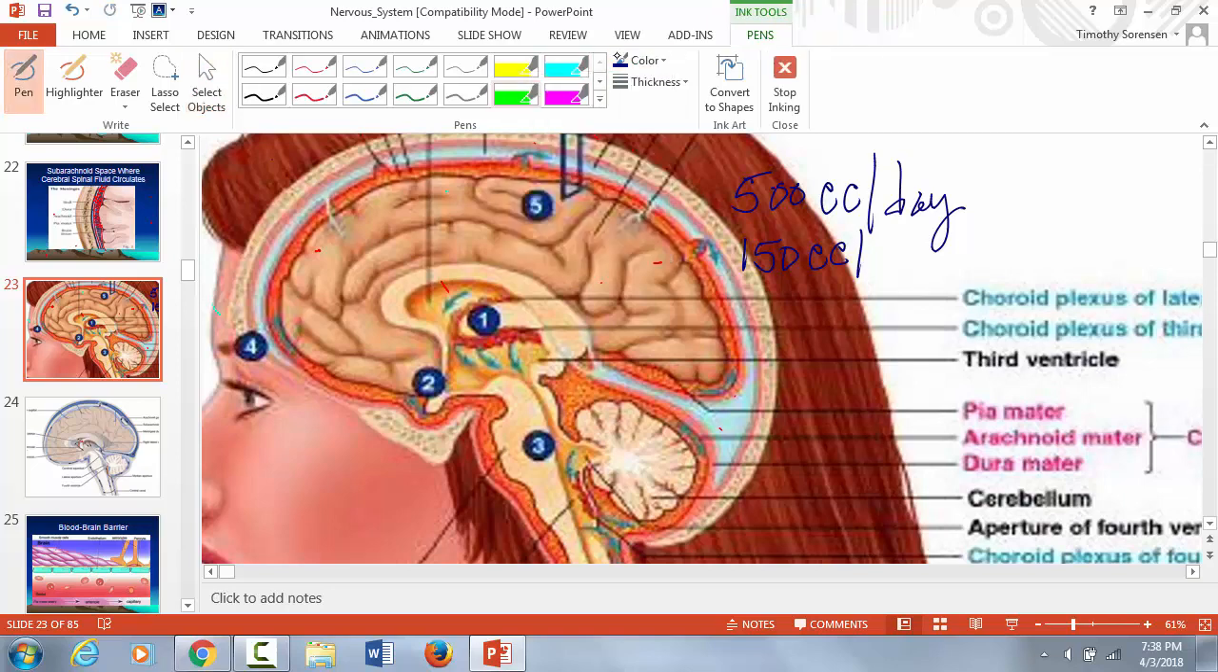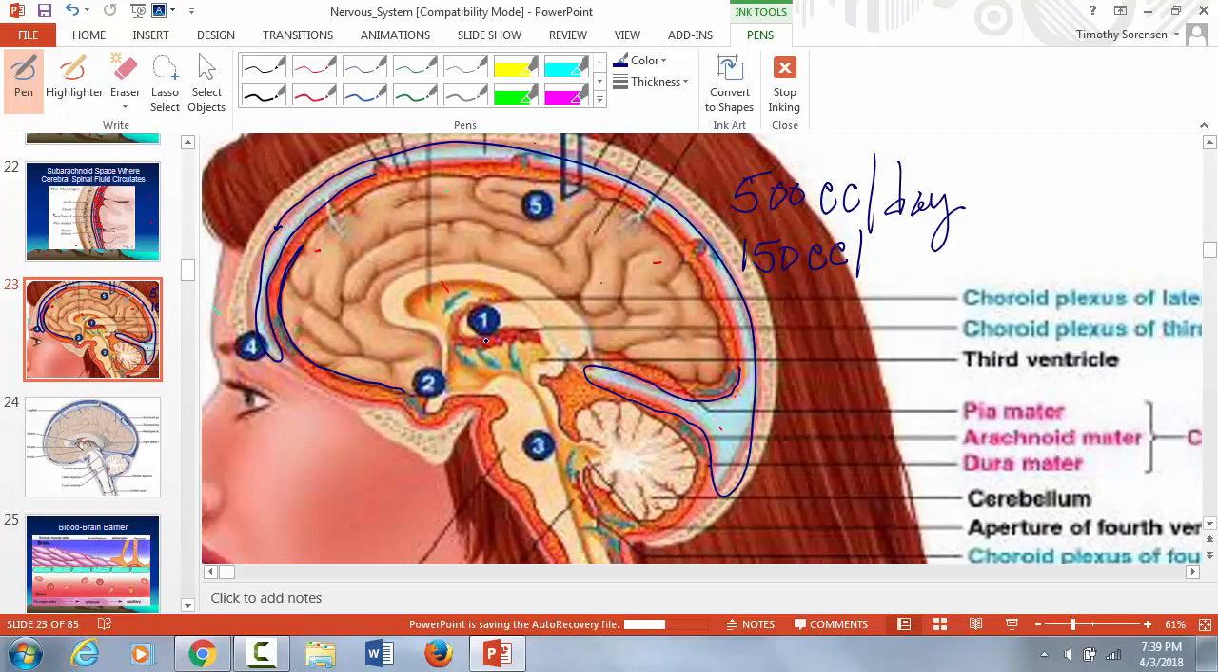Here we go. You have the pia mater, which covers the brain and spinal cord directly. Then you have the subarachnoid space. And in the brain, you have the dura mater. The dura mater actually folds on itself and forms a little pocket of venous blood. This pocket of venous blood that goes around the brain and in between the hemispheres of the brain is called the dural sinus, and the dural sinus is filled with venous blood.